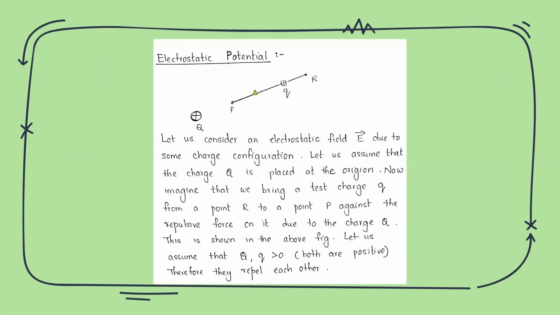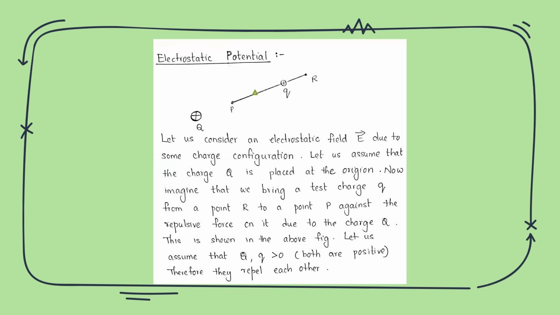If you can see here, there is a charge capital Q. It is a positive charge. So this is the main charge. Because of this, an electric field is created. You can see capital Q creates an electrostatic field E bar. And we want to bring another unit positive charge, small q, towards capital Q against the electrostatic repulsive force.